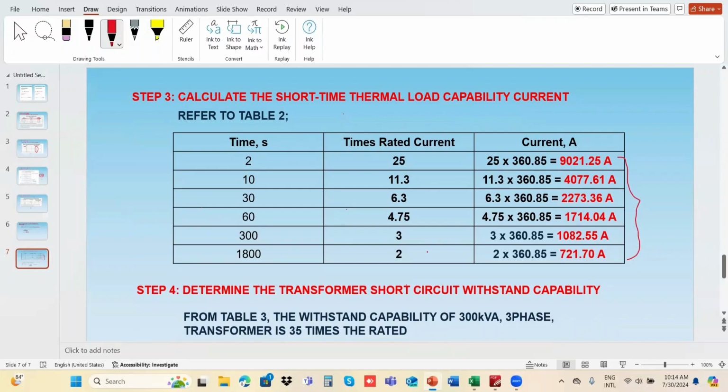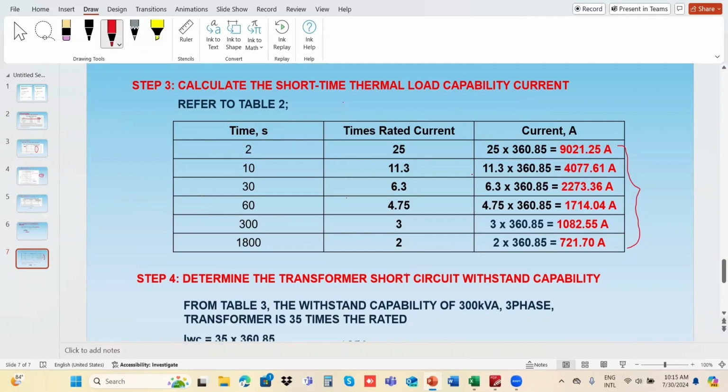Okay. So meaning the maximum current at 2 seconds, which is 25 times the rated current, is 9,021.25 amperes. And at 1,800 seconds, the minimum current is 721.70 amperes.